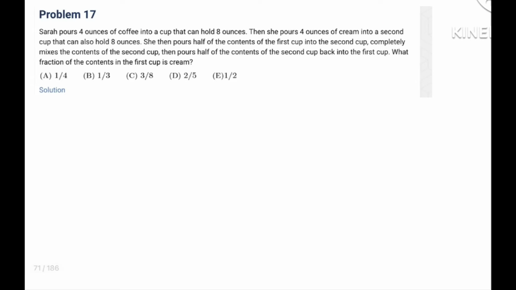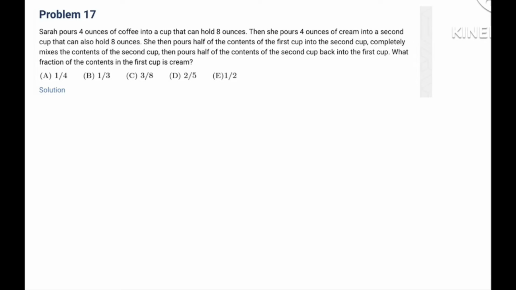Problem 17. Sarah pours 4 ounces of coffee into a cup that can hold 8 ounces. Then she pours 4 ounces of cream into a second cup that can also hold 8 ounces. She then pours half of the contents of the first cup into the second cup, completely mixes the contents of the second cup, and then pours half the contents of the second cup back into the first cup. What fraction of the contents in the first cup is cream?